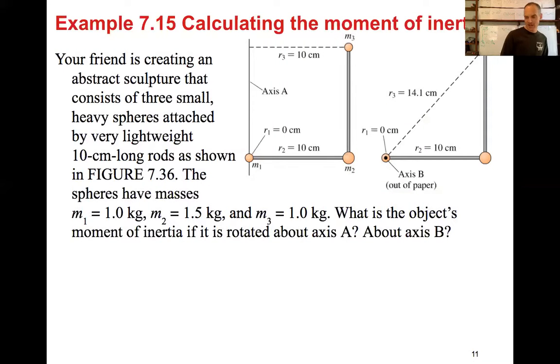Okay, so let's look at a sample problem here. Let's say we had to calculate the moment of inertia of this weird art project, which must be modern art because, I don't know, not that appealing. Physics art usually isn't that appealing, right? So what we're going to do is rotate this sculpture in two different ways. You can see in the first case, we're rotating along this axis, axis A. So the object is the L-shaped object.